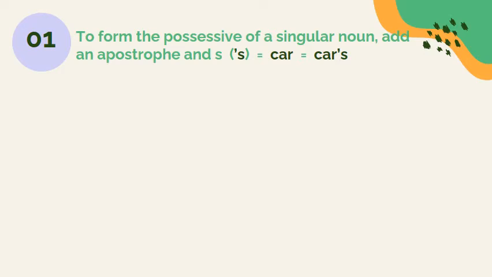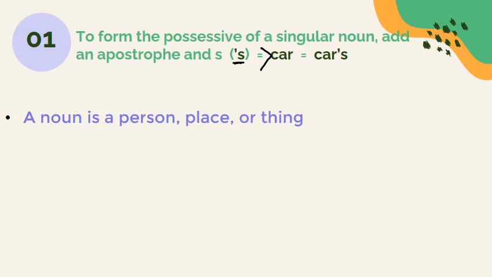To form the possessive of a singular noun, we simply add apostrophe and s. For example, car becomes car's, apostrophe then s. First, you know that a noun names a person, a place, or a thing. So these are possessive nouns. We use them for nouns. It means we do not use them for verbs.